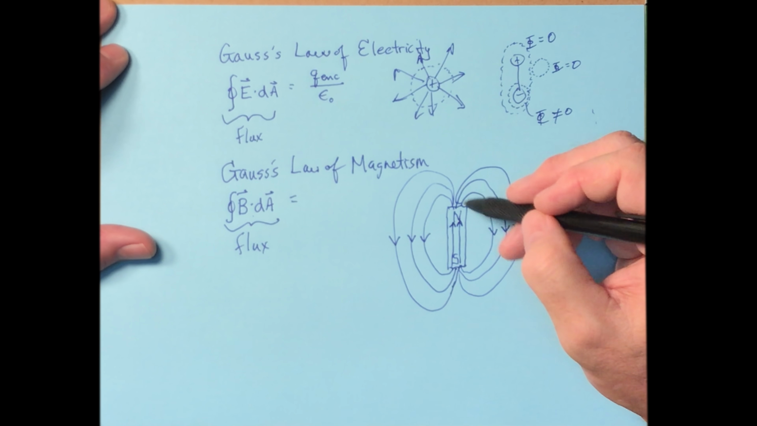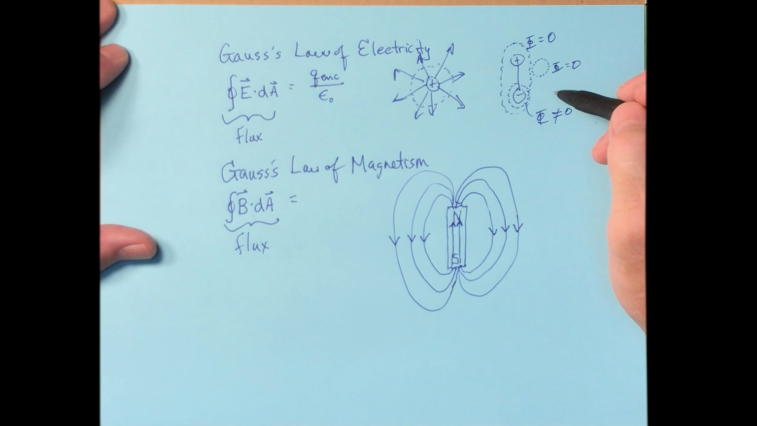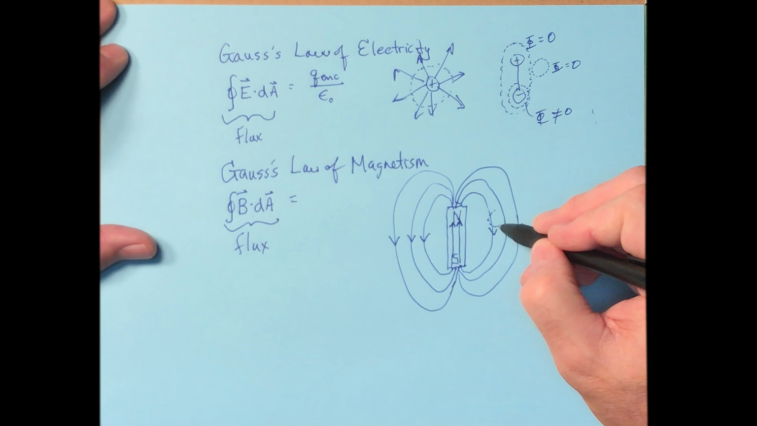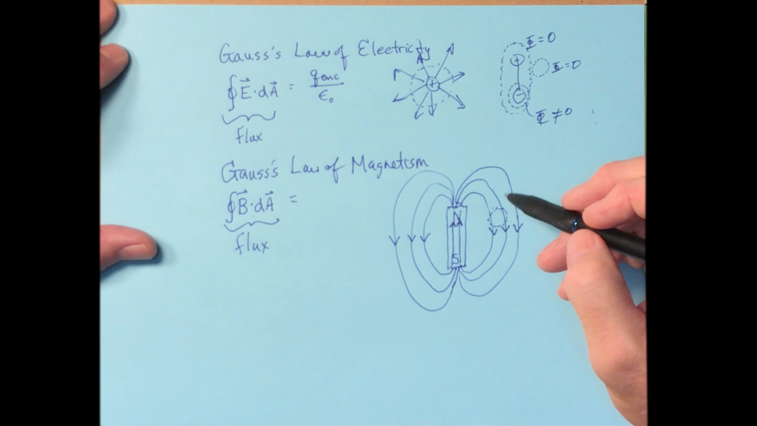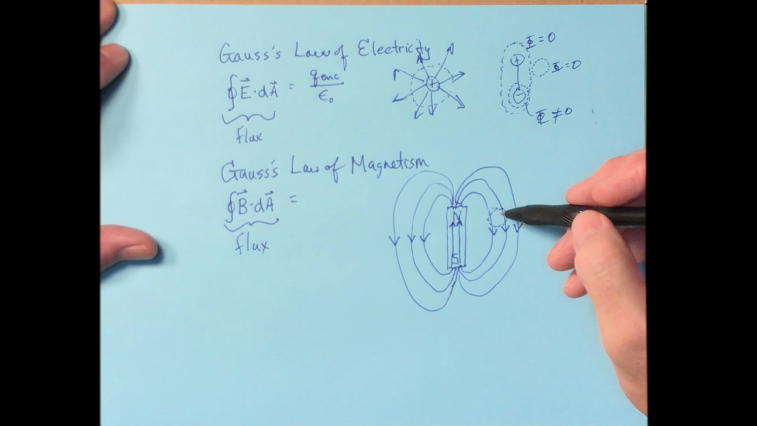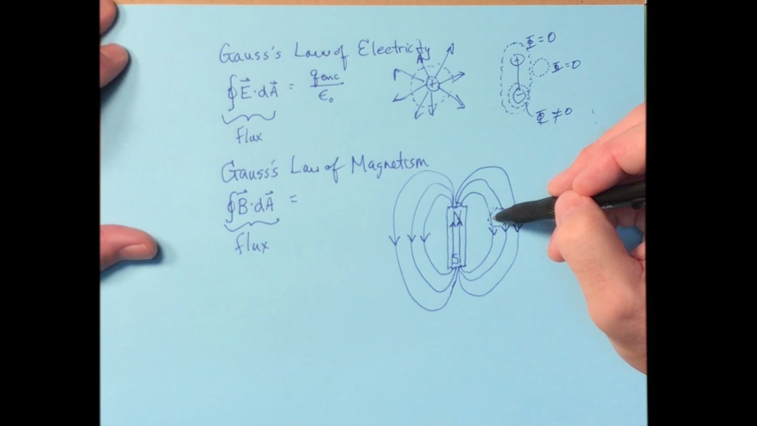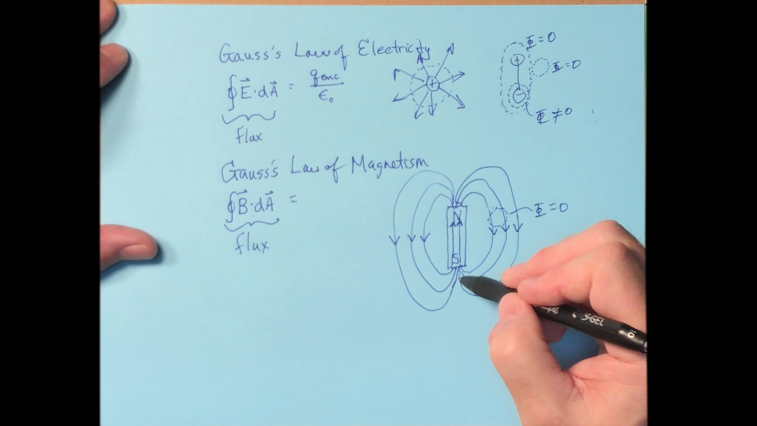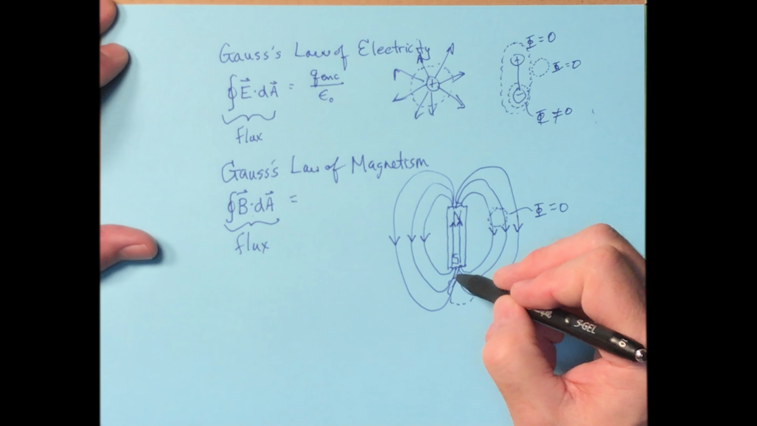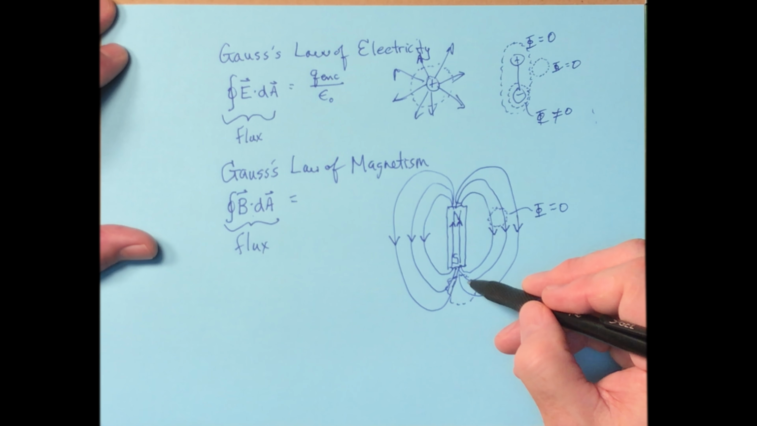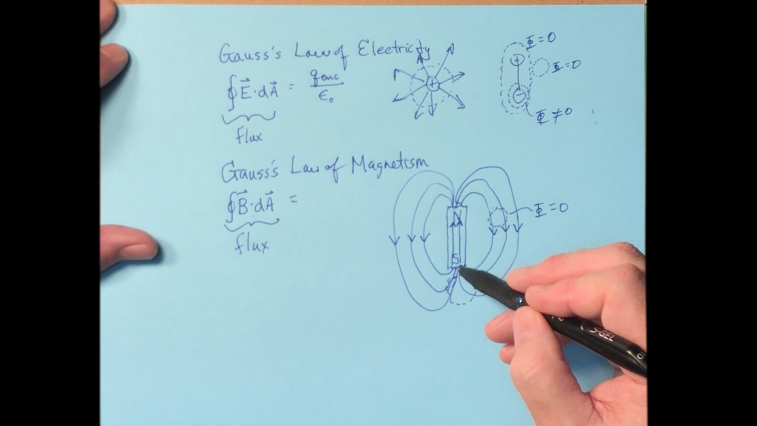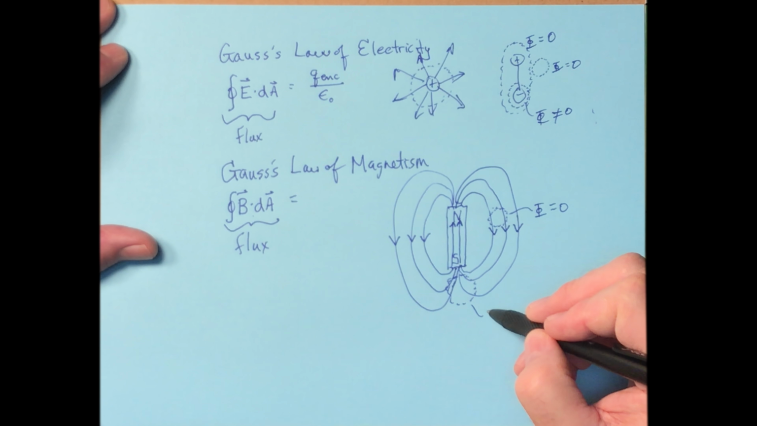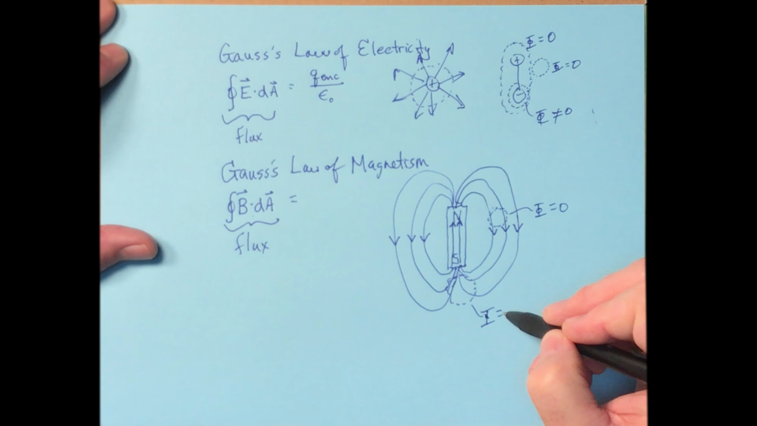Now let's do what we did up here. Let's take a Gaussian surface right there. What's the flux through that Gaussian surface? Well, you have just as many field lines going in as you do coming out. And what does that mean? That means the flux for that surface is going to be 0. All right, what about down here? Again, I have just as many field lines going into the Gaussian surface as I do coming out and hitting the magnet. So that flux is 0.